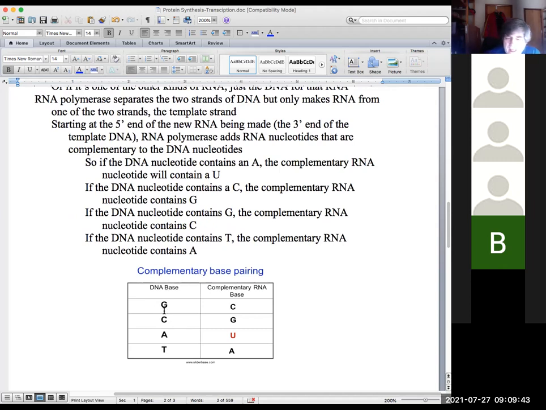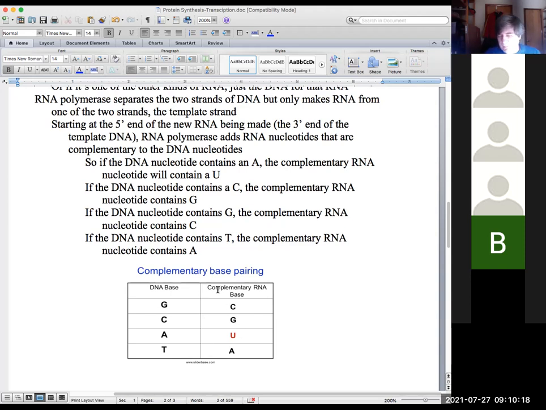When we look at DNA, G and C always pair together, A and T always pair together. But when we make RNA from DNA, that's not going to work. If we have a G in the DNA, we're still going to get a C in the RNA. If we have a C, we're still going to get a G. If we have a T, we're still going to get an A. The difference is, if we have an A in our DNA, we can't get a T in the RNA, because remember, there is no T, no thymine in RNA. So instead, we're going to get a U, uracil.